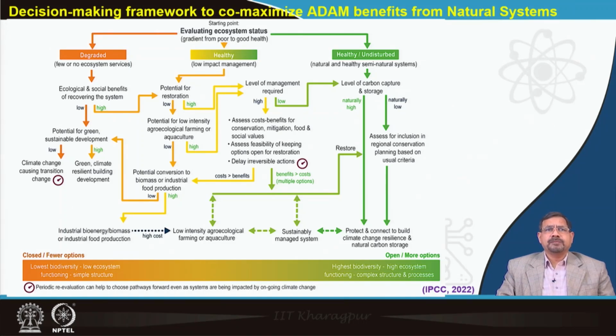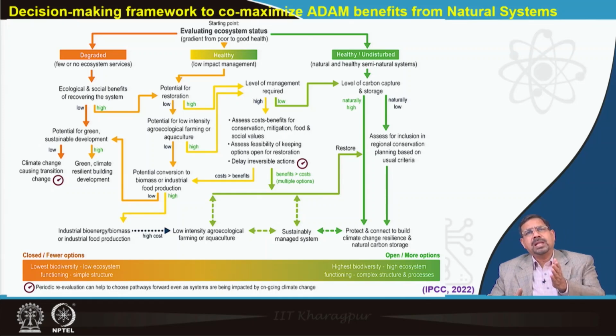Now, in terms of decision making, the decision making frameworks to co-maximize adaptation and mitigation, abbreviated as ADAM, benefits from natural ecosystems. Similarly, you see in this linked diagram a lot of connectivity in terms of arrows in different colors. The colors vary from red to green, where red, as we know, indicates low biodiversity, low ecosystem functioning and simple structure, whereas green indicates high biodiversity, high ecosystem functioning and complex structure and processes. Now, on the left hand side you have the degraded system. It accommodates low biodiversity, low ecosystem functioning and very simple structure.